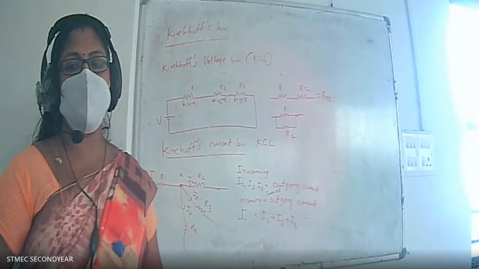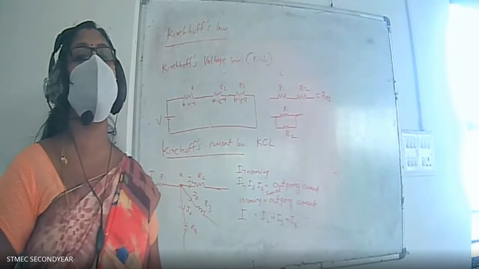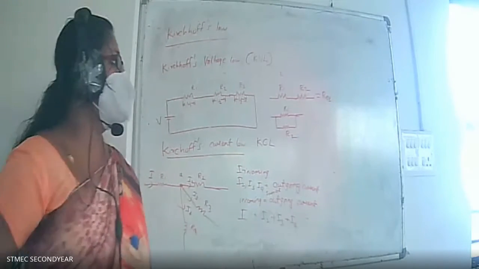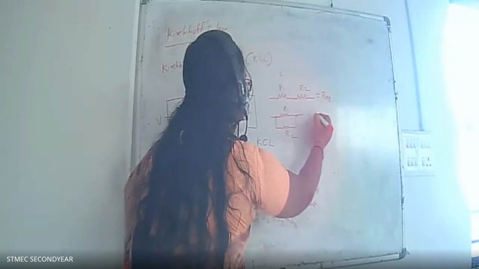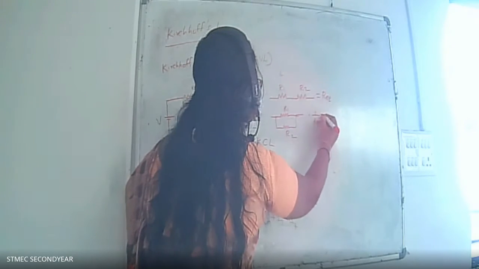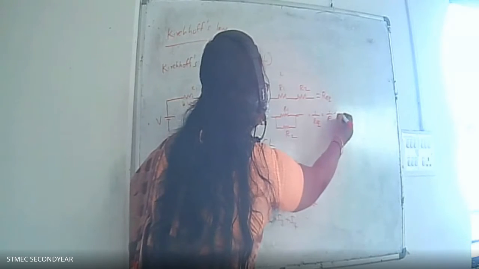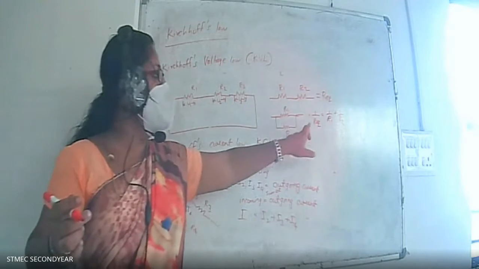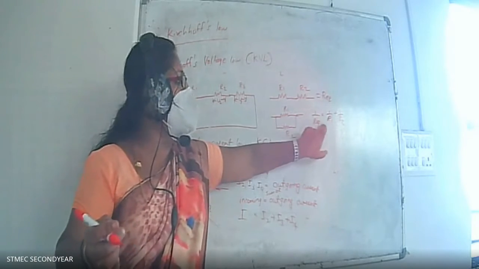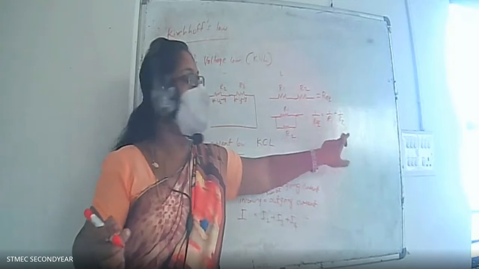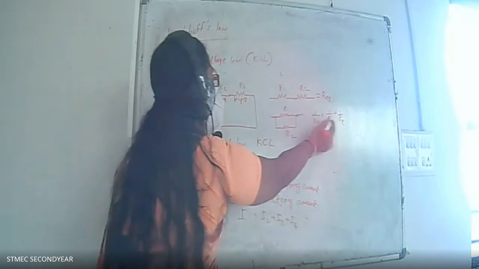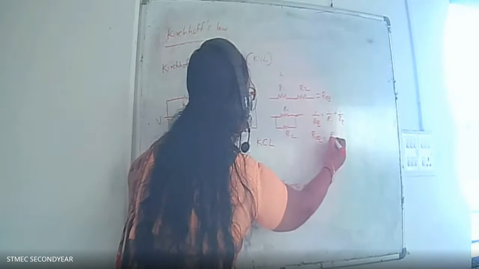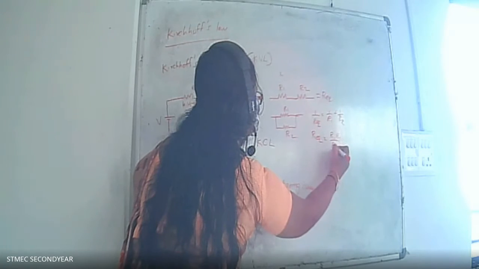R1 and R2 connected in parallel. What is the equivalent resistance? You might have studied the relation: 1 by R equivalent is equal to 1 by R1 plus 1 by R2. So whenever the resistors are connected in parallel, the equivalent resistance has the formula 1 by R equivalent equal to 1 by R1 plus 1 by R2. We can rearrange it: R equivalent equals R1 R2 by R1 plus R2.